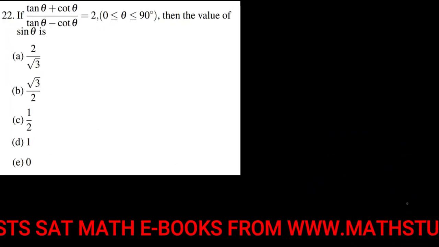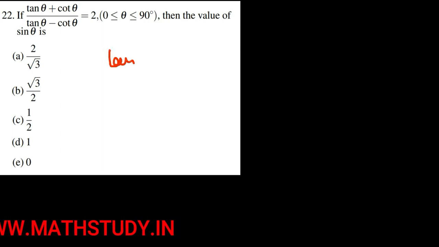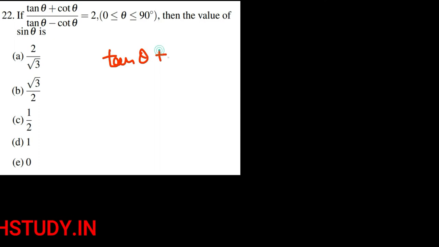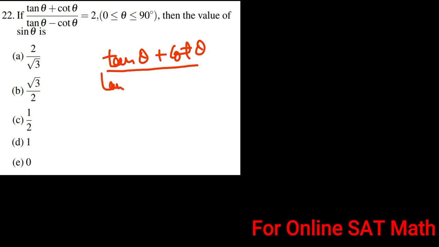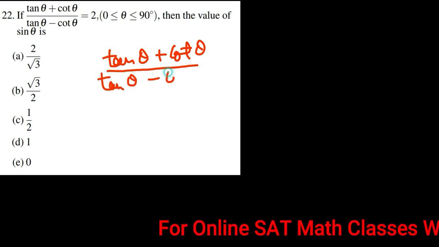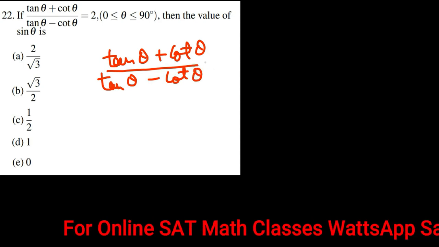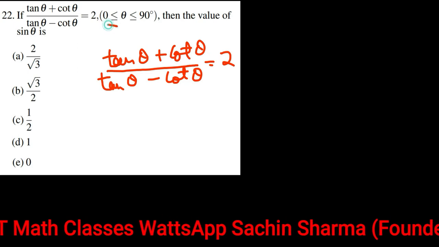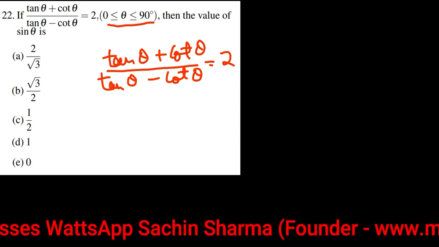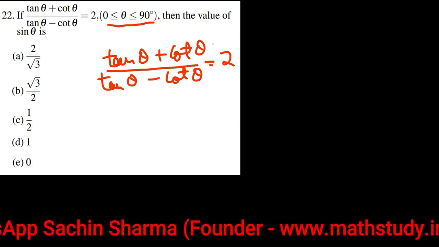Students, so this is our question number 22, which is of trigonometry. Here we have a function like tan theta. So let us write it down here, right? So tan theta plus cot theta, whole upon tan theta minus cot theta, right? So this is equal to 2, and our theta is lying between where? In the first quadrant, right? 0 to 90 degrees. Now we have to find the value of sin theta here.